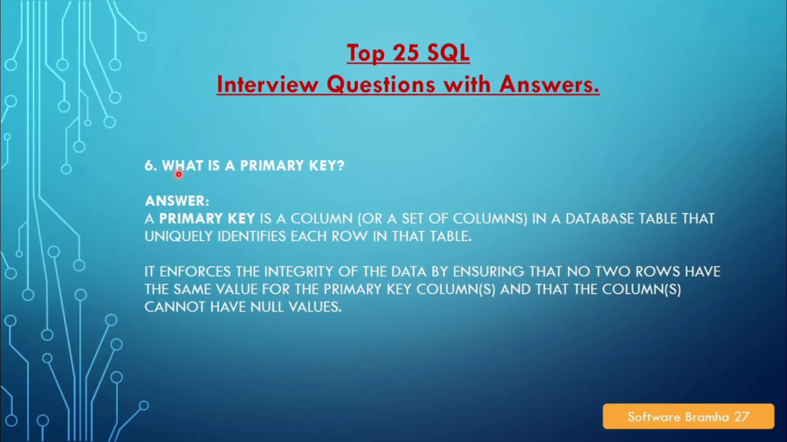Next question. What is a primary key? A primary key is a column or a set of columns in a database table that uniquely identifies each row in the table. It enforces the integrity of the data by ensuring that no two rows have the same value for the primary key columns and that the columns cannot have null values.